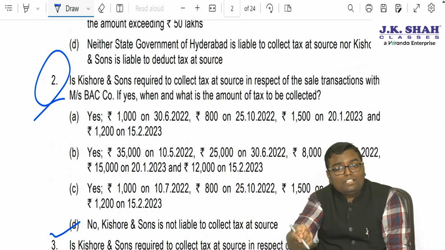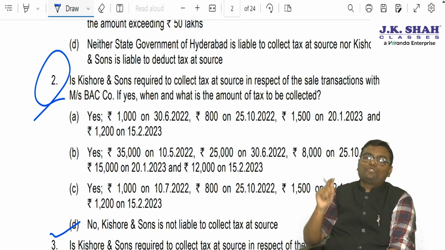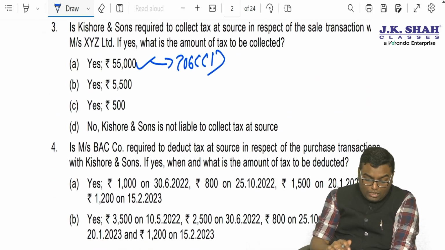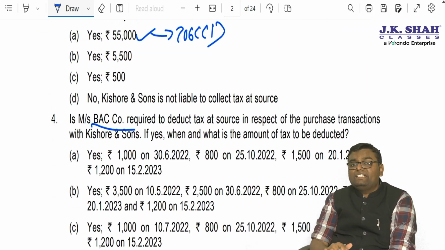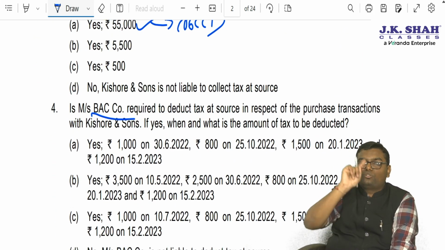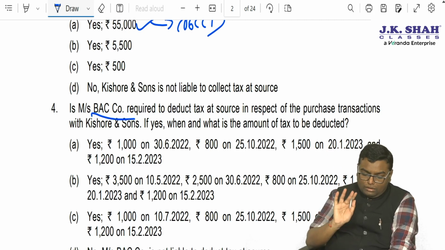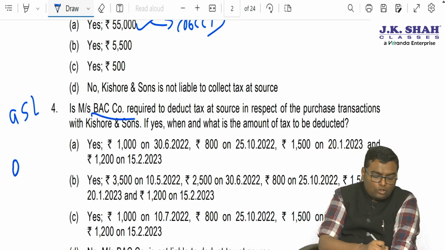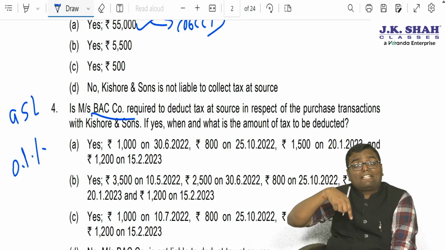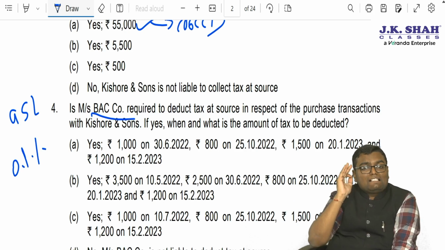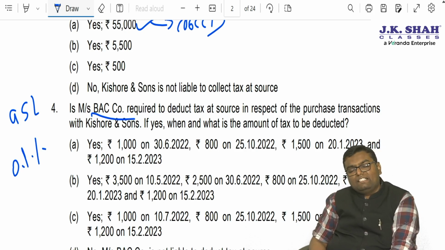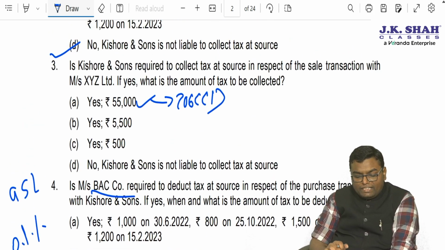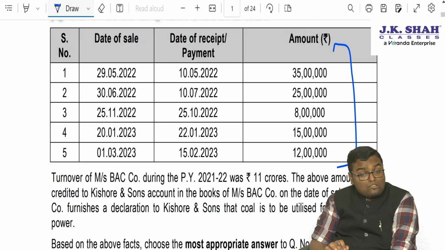Just because there is no TCS, TDS under 194Q will apply. So, BSE company will deduct TDS under 194Q of Kishore and Sons. But remember, the transaction is of 95 lakh. TDS under 194Q is 0.1% of the amount in excess of 50 lakh. So, on the balance 45 lakh, 0.1% TDS will be applicable. However, TDS is applicable only on the amount in excess of 50 lakh.